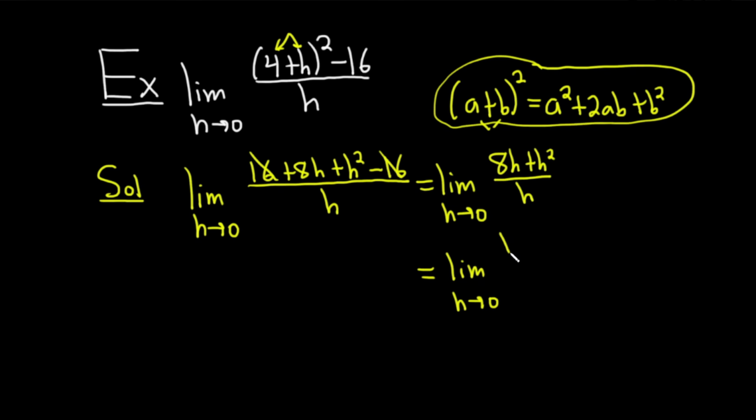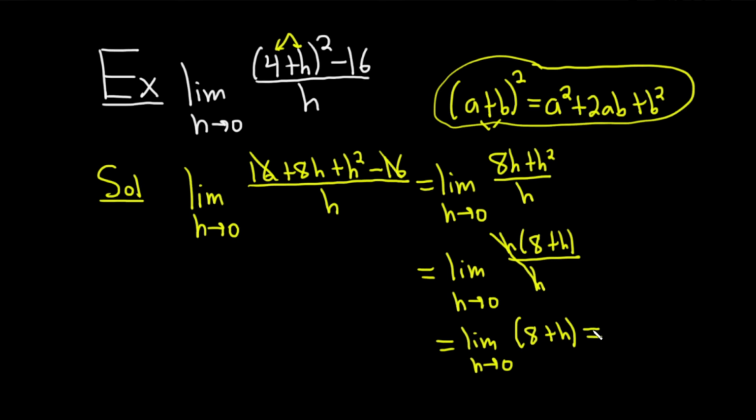We can pull out an h now. When we do that, let's see, what do we multiply by h in order to get 8h? Well, 8. And what do we multiply by h in order to get h squared? Well, h. So h times 8 is 8h. h times h is h squared. It's really easy to say h and 8 incorrectly here because they both sound the same. So this is the limit as h approaches 0. And we're left with parentheses 8 plus h.